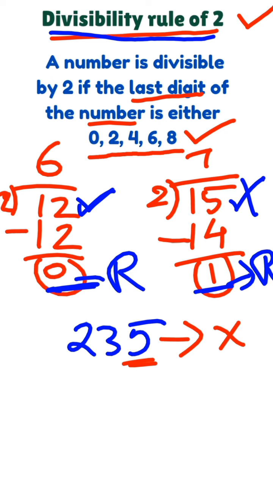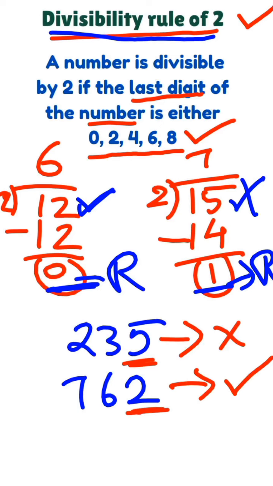And one more example I am taking: 762. In 762, what is the last digit? Last digit is 2. 2 is an even number. Therefore 762 is divisible by 2. So just by seeing the last digit, we can say whether a number is divisible by 2 or not.